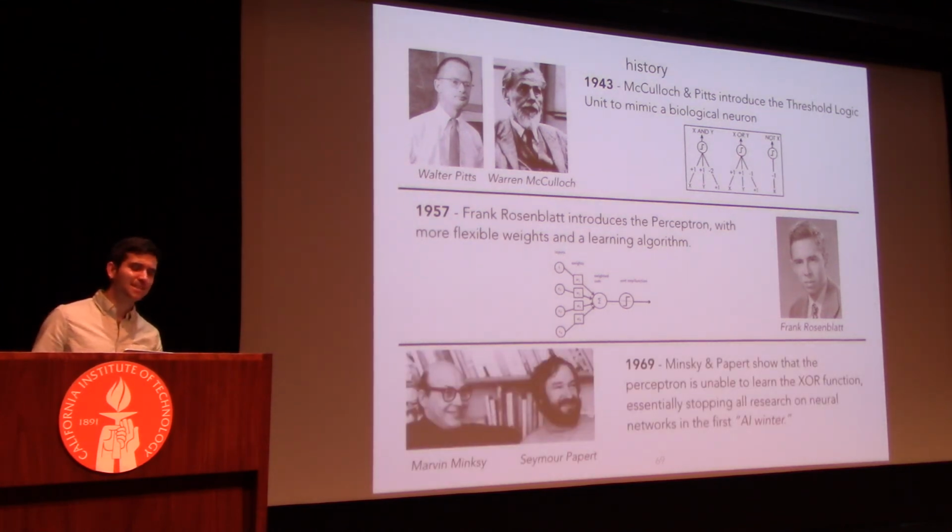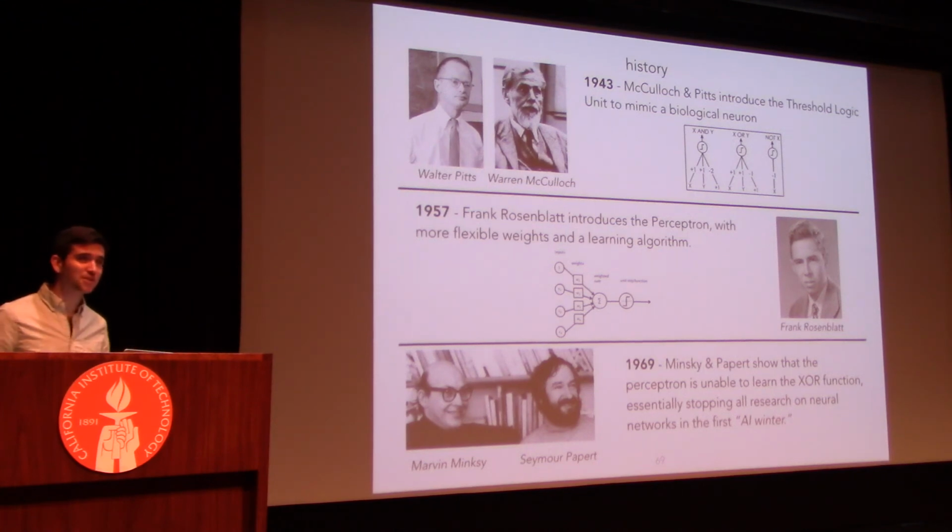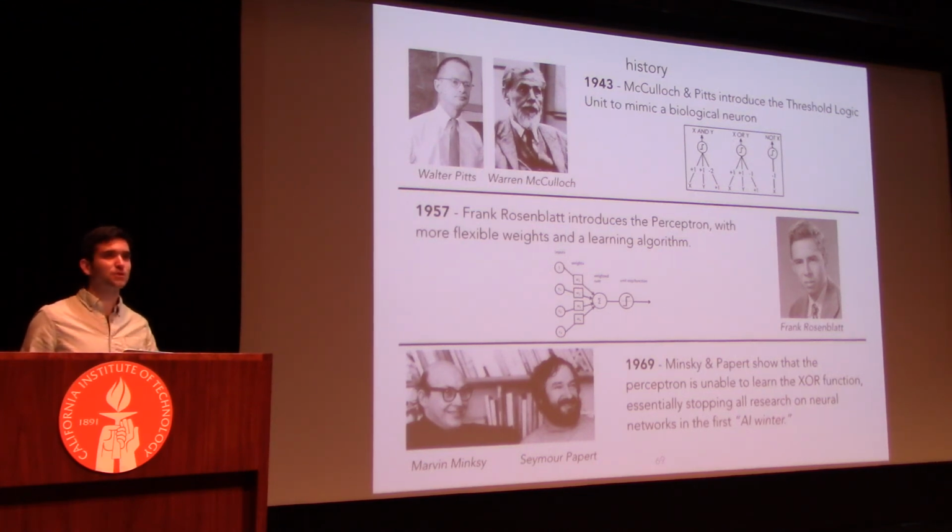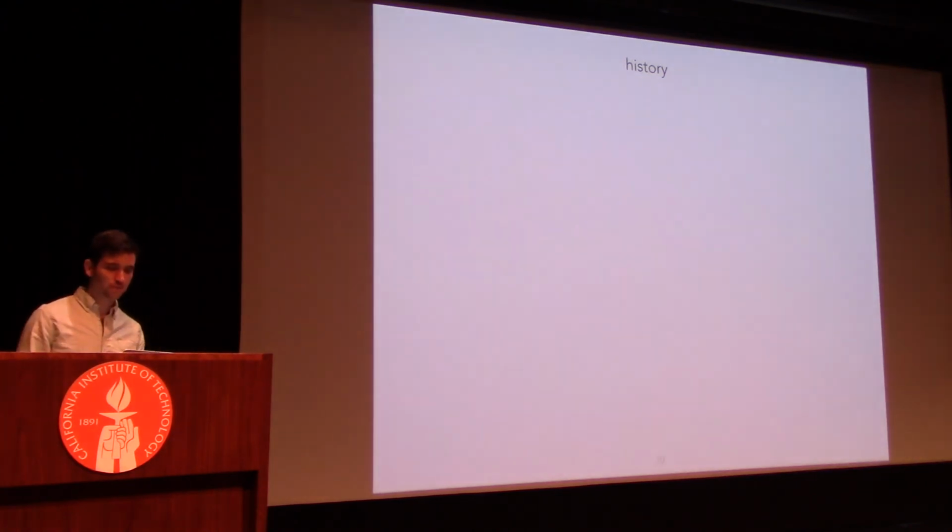But then in 1969, things didn't quite pan out, and Minsky and Papert showed that the perceptron is actually unable to learn the exclusive OR function, which we talked about. So this linear model is not able to do this basic XOR function. How can we ever hope to learn anything more complicated? And basically all research stopped on neural networks for quite a while. This is what's generally referred to as the first AI winter.